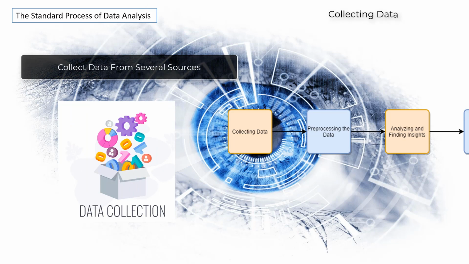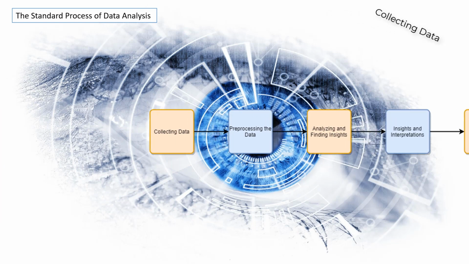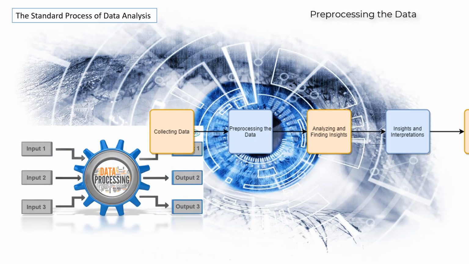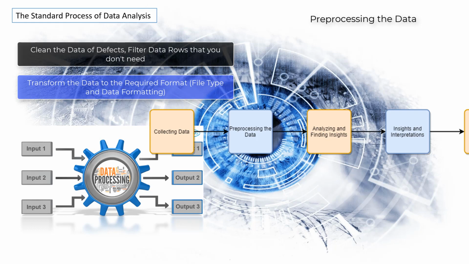So once you have collected the required data sets, the next phase that follows is pre-processing the data. Here you are required to clean the data that you have corrected of any defects and also filter out the data rows you don't actually need. So once the data has been cleaned, the final pre-processing step is to transform the data into the required format.